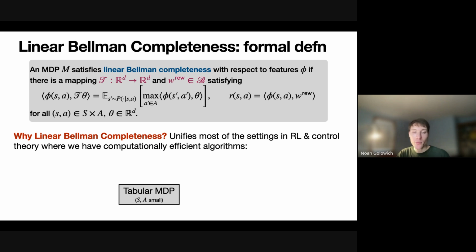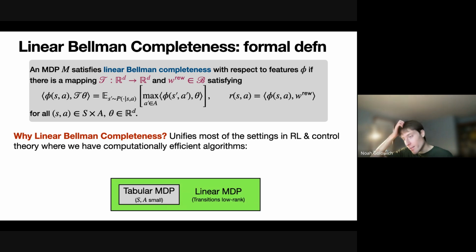So in the simplest case, we have the tabular MDP setting, which is the setting where the state and action spaces are sufficiently small that we can write down the transitions and reward information in a table. Obviously, in real-life environments, S and A are not small. To account for this, a lot of works have studied generalizations of the tabular setting, most notably the linear MDP setting. Here one assumes that the transitions are linear in the features. And in particular, this implies the transitions are low rank, with rank at most the dimension D of the features.